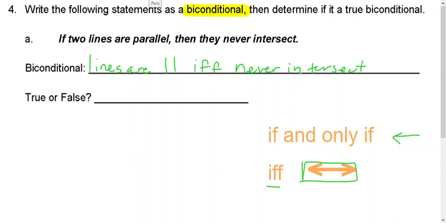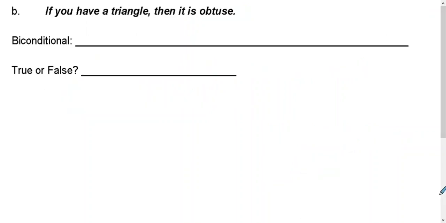True or false? So to be true, it has to work both ways. If the lines are parallel, they never intersect. That does work. And it also has to work if they never intersect, then they're parallel. That does not work. And I can give you one counterexample that does not. Skew lines. So because it doesn't work both ways, it's not a true biconditional.